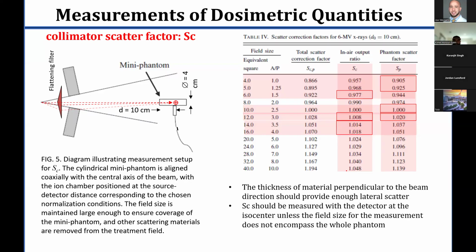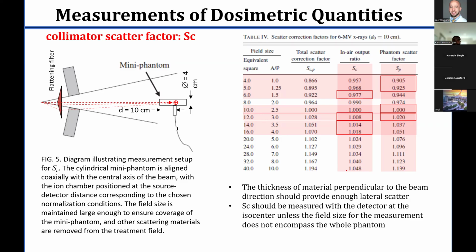Now, the depth of measurement is often set beyond Dmax, typically at 10 cm, to avoid electron contamination and to help maintain consistent scatter contribution to the dose measurements. Now, this approach ensures that the scatter contribution from the phantom is consistent across measurements, which effectively cancels out its influence for larger field sizes.